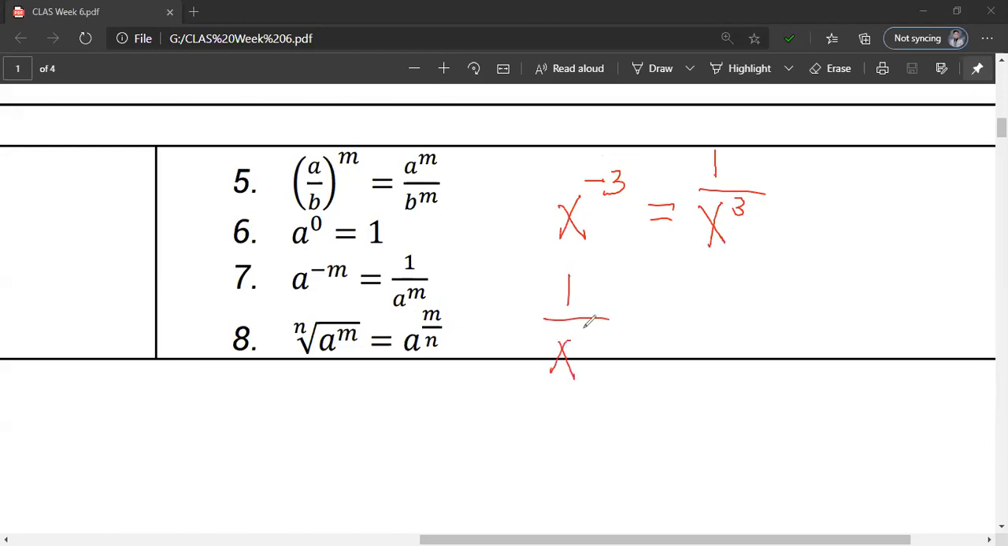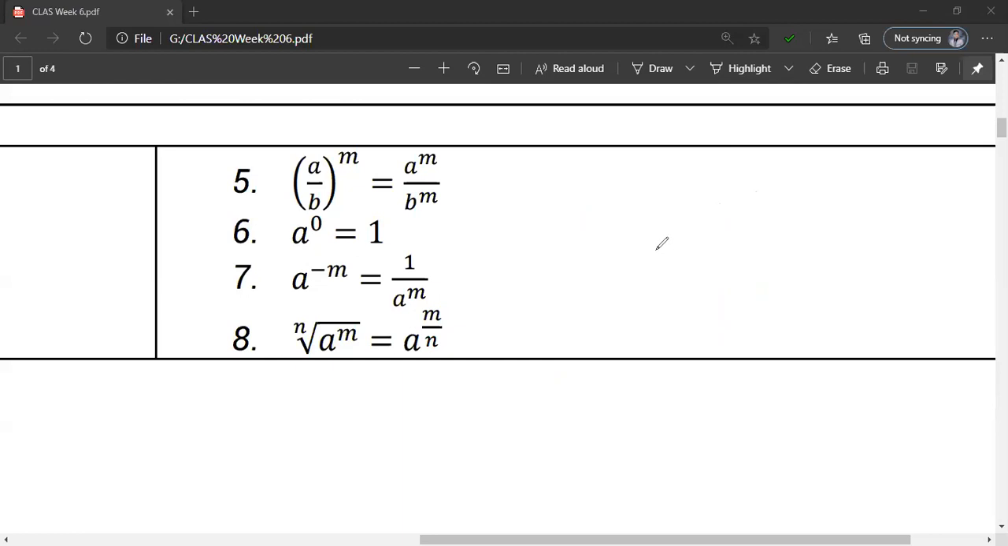Paano, sir, kapag ang binigay is ganito? 1 over x raised to 5. Anong gagawin natin? Ganun din. Babaliktarin natin naman siya. So, gagawin natin x raised to 5. Since binaliktad natin siya, na-reciprocal natin siya, gagawin yung negative yung sign ng exponent. Okay? So, baliktarin yan siya, class. Ganun po. Okay?